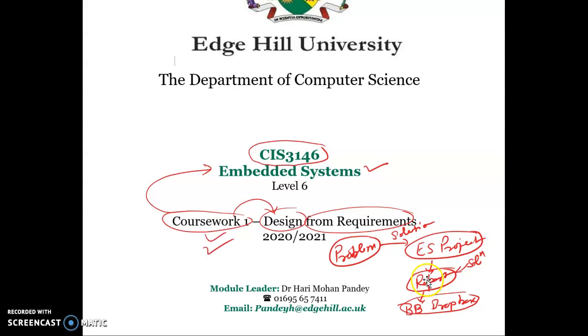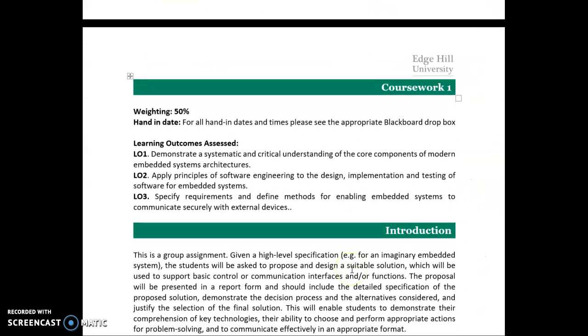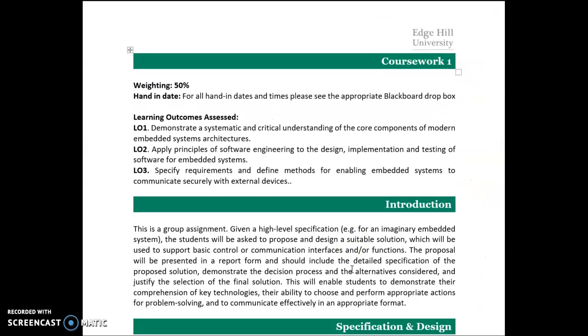More information on coursework 1 is given in this document. So here you can see coursework 1. We'll start with the weightage given for coursework number 1. Here you can see 50% weightage is given for coursework 1. Next, the issue date and the submission deadline can be seen in the Blackboard Dropbox. So you can open the assessment area of the Blackboard to see the issue date and the deadline.